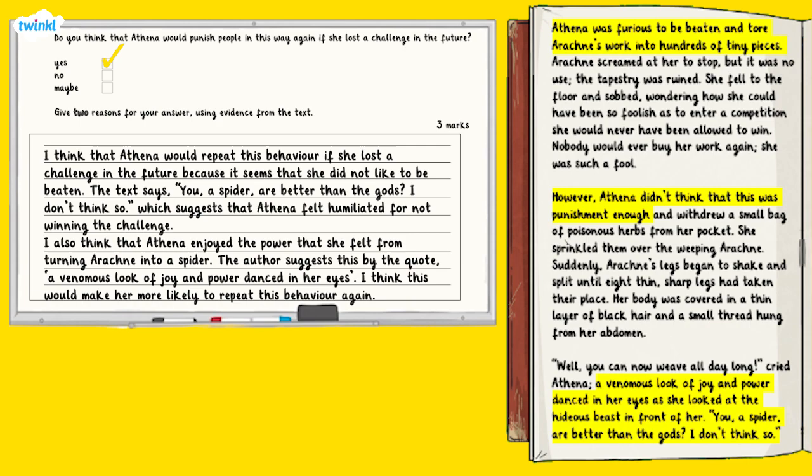What did you put for your answers? Excellent work if you explain both reasons well. I hope this has helped you to understand how to answer Tick 1 and Explain reading questions. If you're looking for more videos like this, then there are lots available on the Twinkl website.